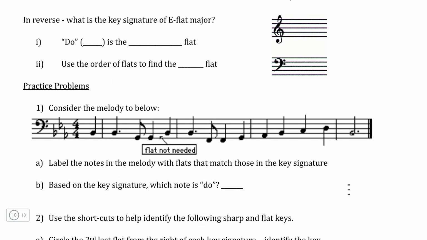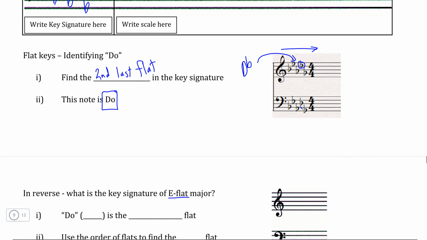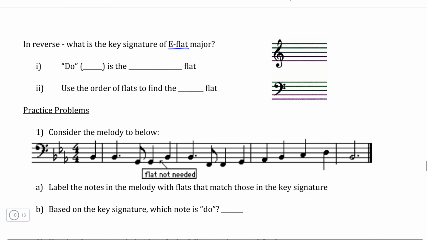The last thing to discuss is, what about going in reverse? What about if we know what the starting note is? In this case, E flat is our starting note, and we want to find out what the key signature is from this starting note. Well, if we remember our shortcut method of finding the second last flat, and that is our starting note of the scale, we now know what our second last flat in the key signature is going to be. In this case, we are in E flat major, so E flat is our second last flat.